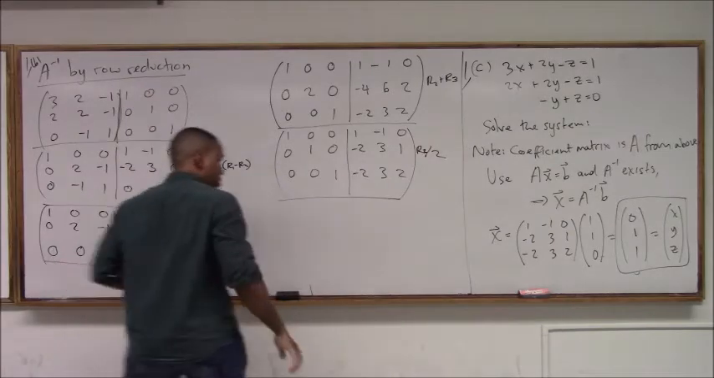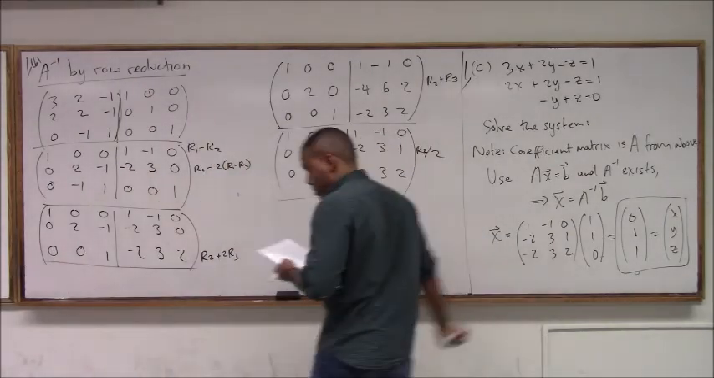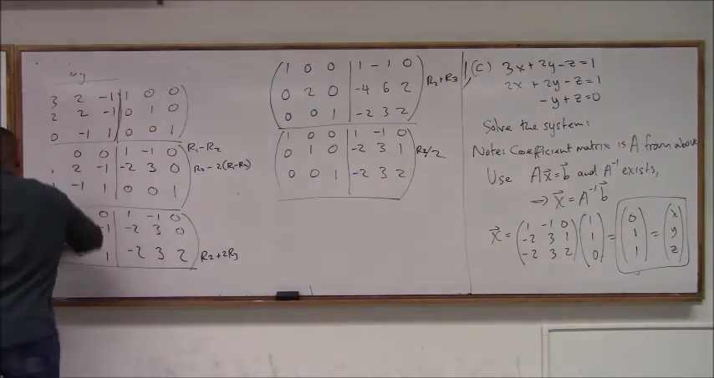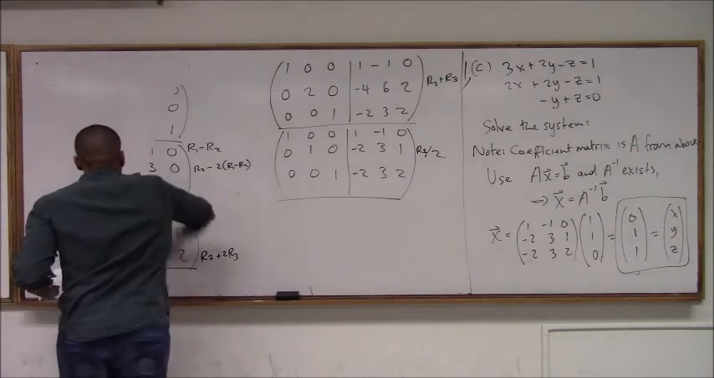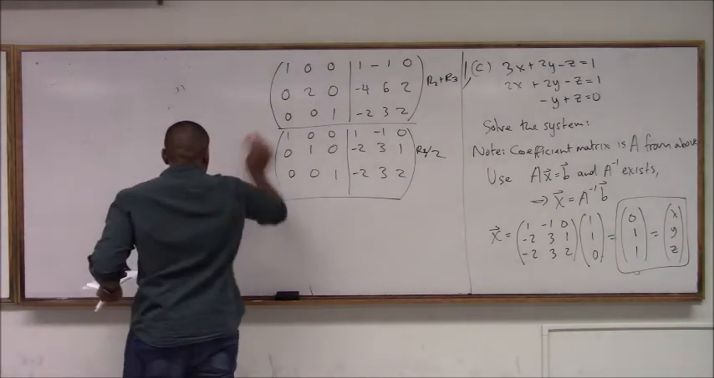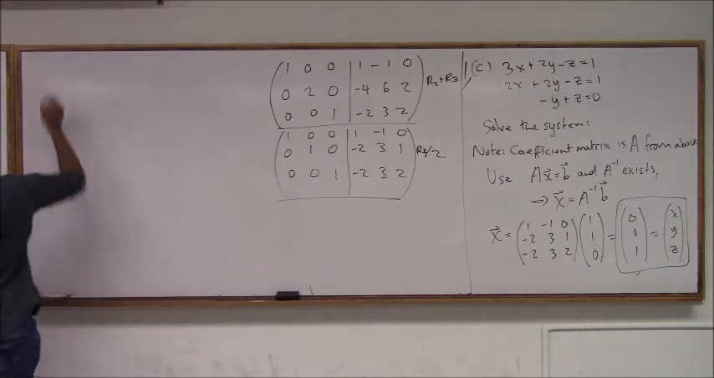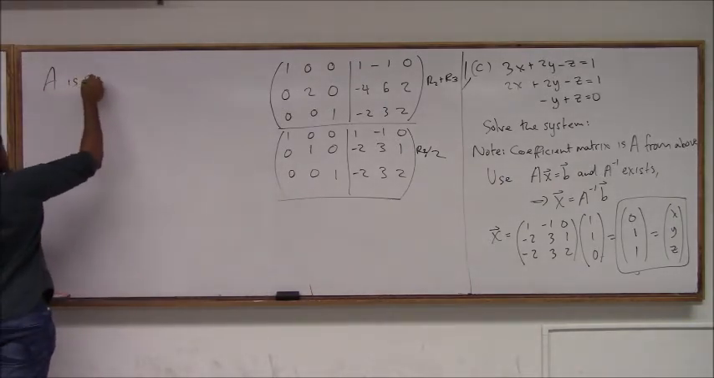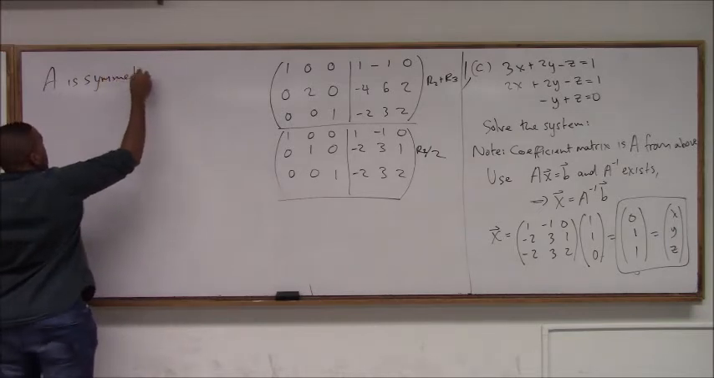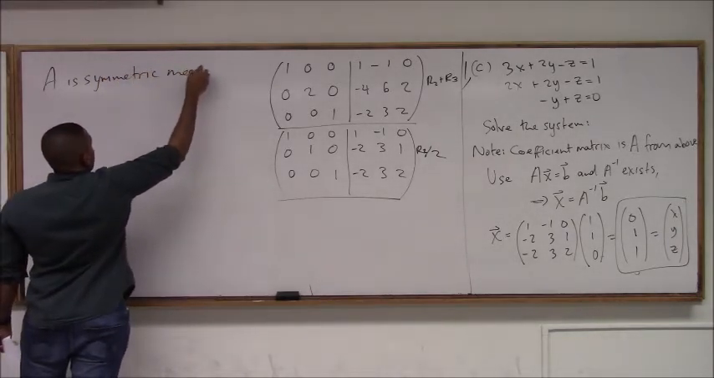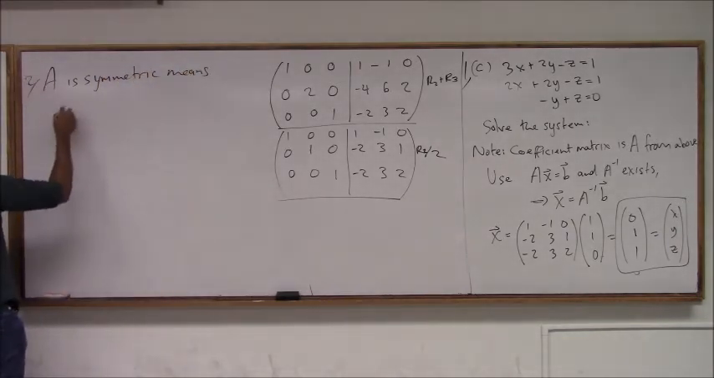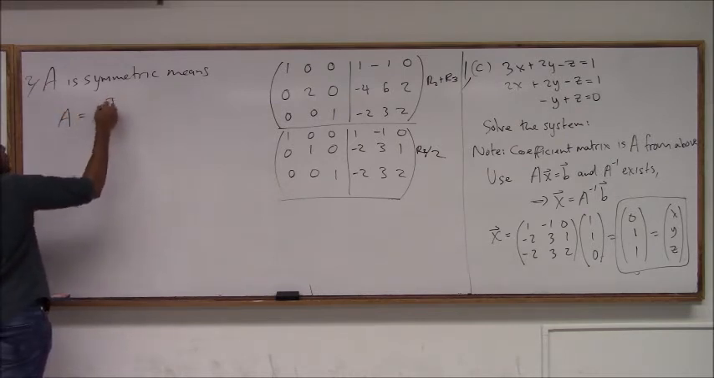Problem 2, what does it mean for A to be symmetric? A equals A transpose, so that's all you have to write there. So that was problem 2. That means A is equal to its transpose.